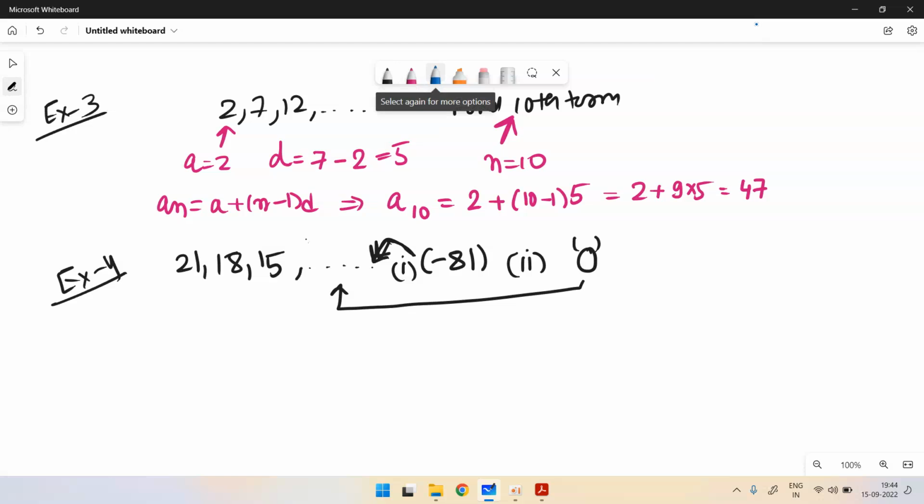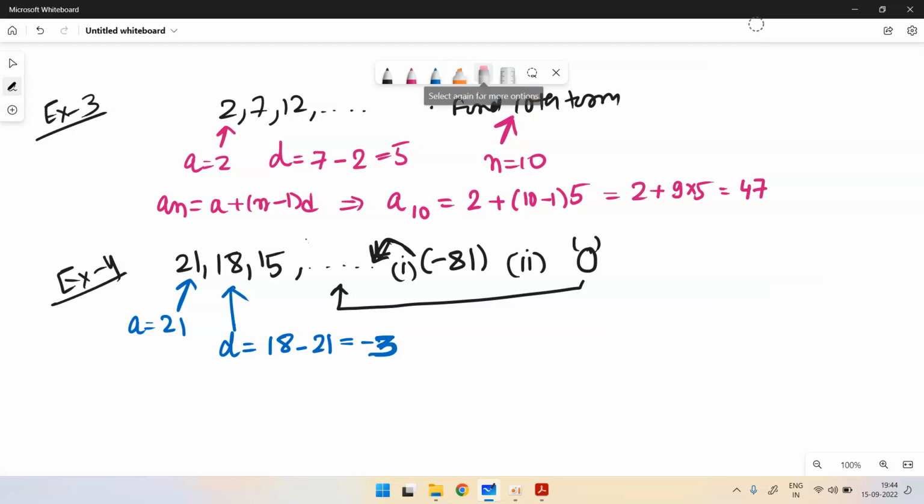It is given that this is an AP, so we need not check the series. This is my first term, that is the value of a is 21. And the common difference d is nothing but the next term minus the preceding term, which is minus 3. And you can see from this that this is a decreasing arithmetic progression. So the value will decrease, each next value will be less than the previous value. This is 21, 18, 15 and so on.